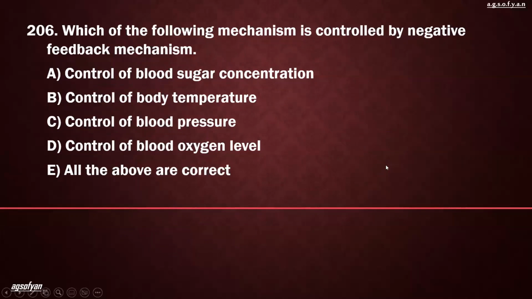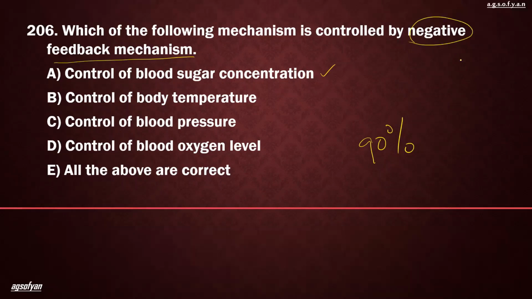Which of the following mechanisms is controlled by a negative feedback system? Remember, 90% of our body is controlled by negative feedback systems. Controlling blood sugar, yes, it's controlled by a negative feedback system, because if our blood sugar increases, then we will produce insulin to decrease it. That's a negative feedback system.